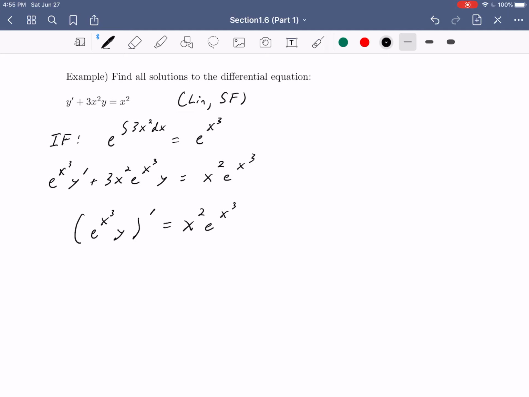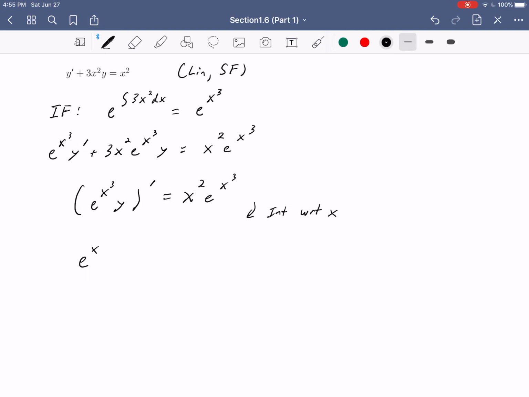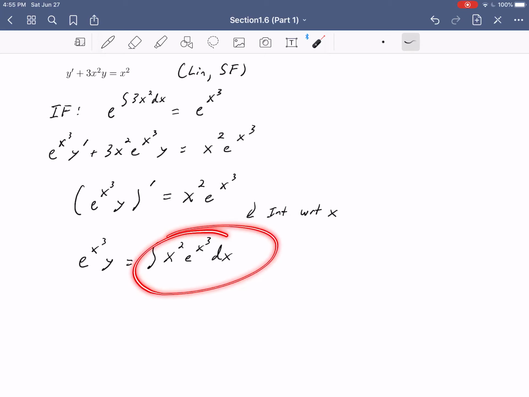Now we integrate both sides with respect to x. The left-hand side, since it is already the derivative with respect to x, we just remove that derivative. And on the right-hand side, we get the integral of x^2 e^(x^3) dx. How do we actually do this integral?